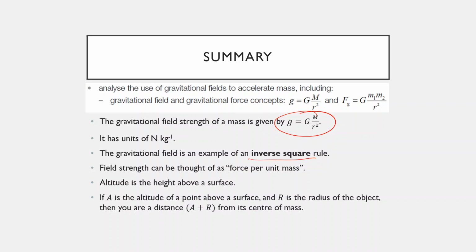You've got to remember altitude is the height above a surface, and you need to factor that in when you are calculating field strengths relatively close to the surface of a planet or a mass. You have to usually add the radius of the planet to the altitude to find the value of little r that you're putting in your equation, and that's sort of stated in the last dot point there.